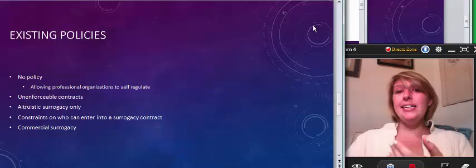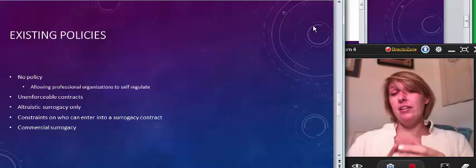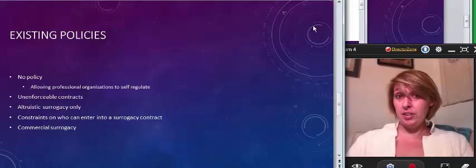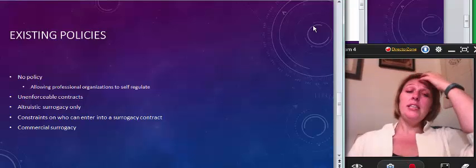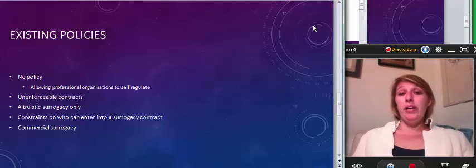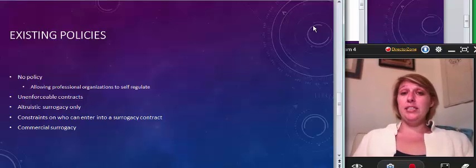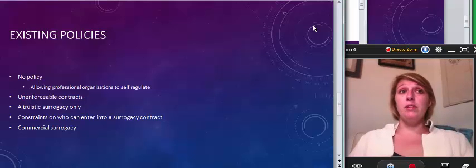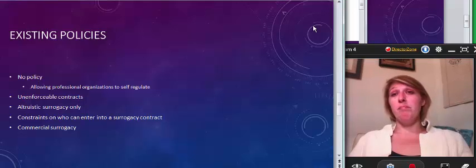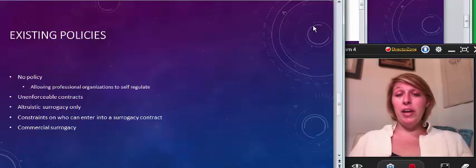So what are some of the existing policies that are out there that shape the climate for those who are seeking surrogacy now? Well, in some places there's just no policy. So this could mean that professional organizations are allowed to self-regulate. In some countries, like Japan, for instance, there's not a real policy in place, but that's because their professional organizations have very strong recommendations for those who want to maintain licensure.